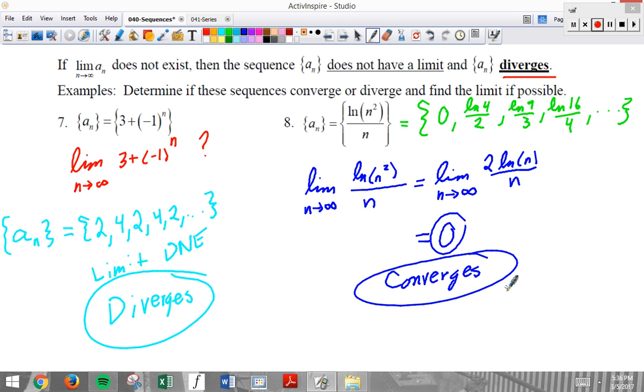and you would say maybe 2-0. They were asking where it converges. It converges to 0, but they're asking, does the sequence converge or diverge? It converges. Okay? That's it.